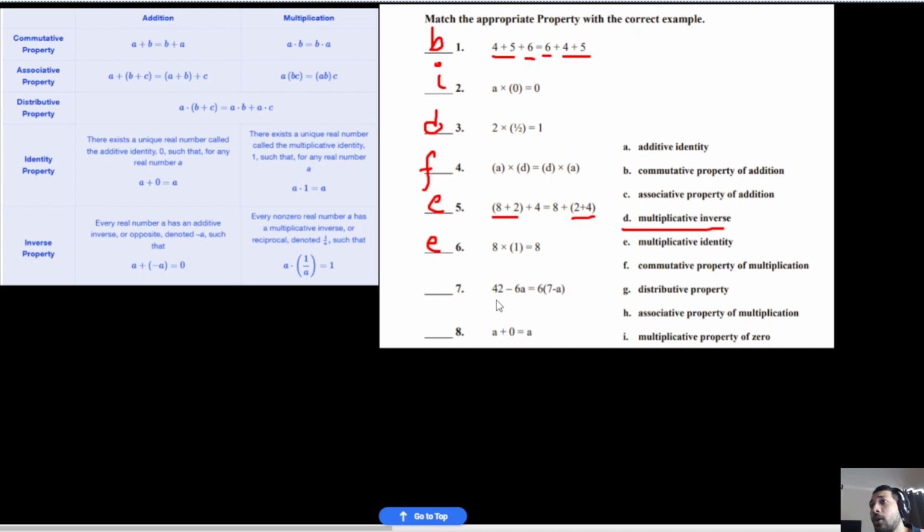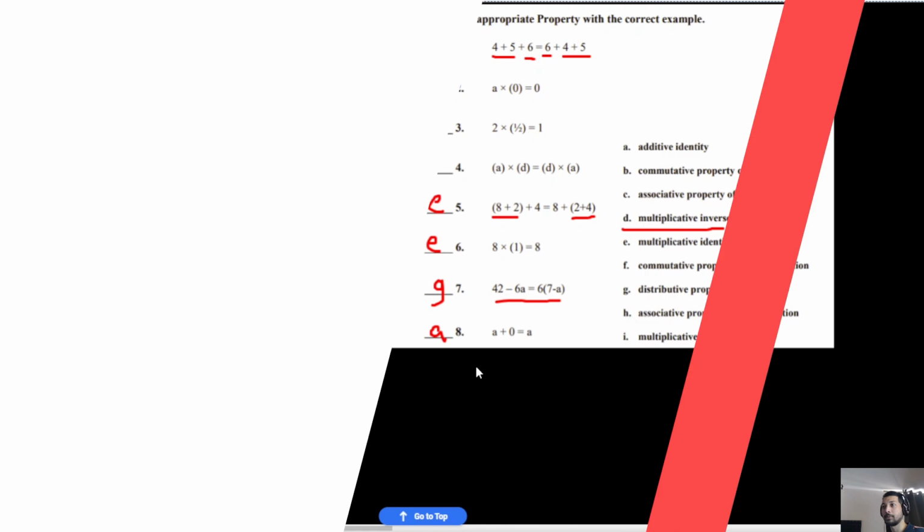Number 7, we have 42 minus 6a equals 6, open parenthesis 7 minus a. So you can see that 6 has been taken as a factor. So this is a property of distribution. So this is known as distributive property. So this is G. Number 8, we have a plus 0 equals a. We can see that the sum has not been affected by the addition of 0. So this is an additive identity property. So this is A.